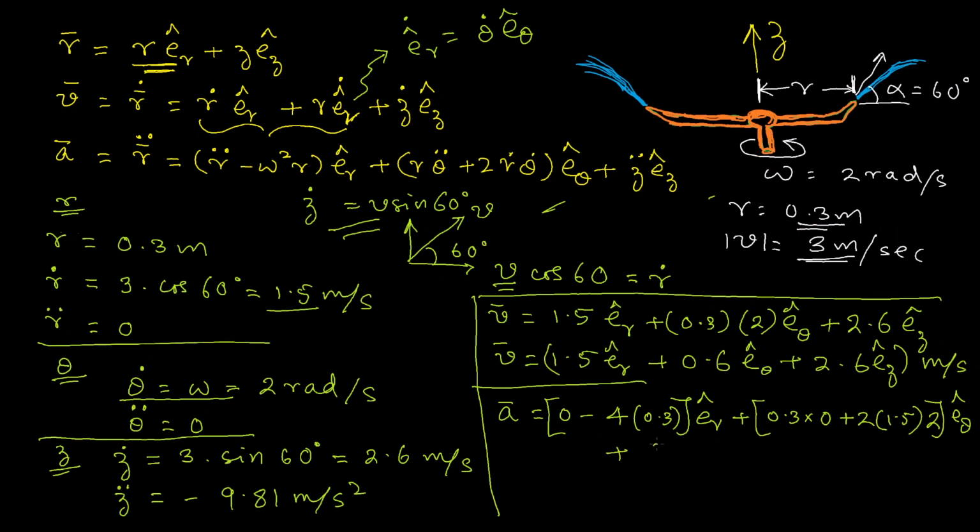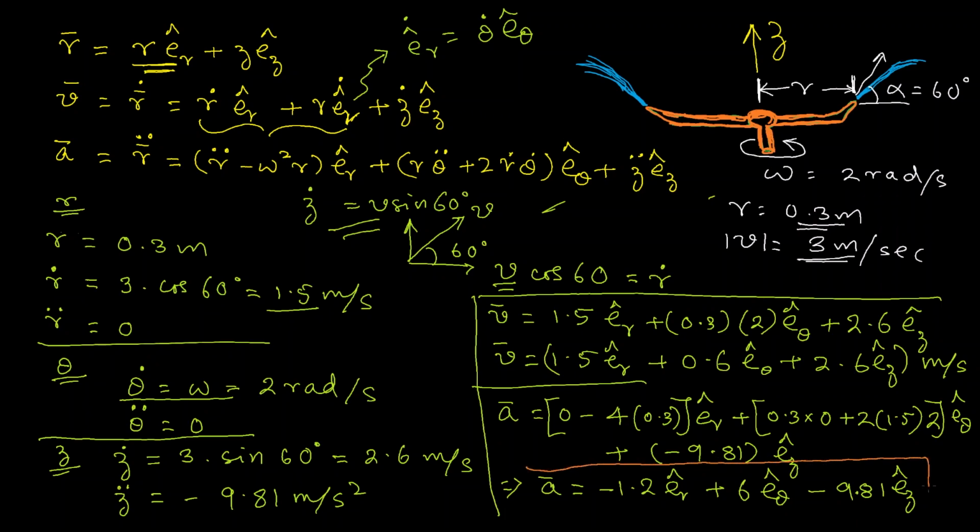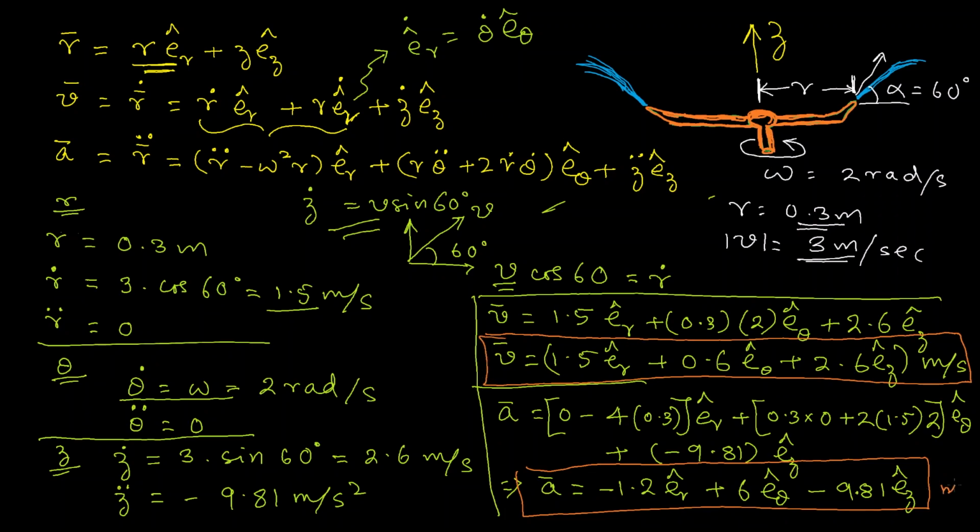Plus minus 9.81 e_z. So I'll just write the final expression as minus 1.2 e_r plus 6 e_theta minus 9.81 e_z. So this is our final expression for the acceleration, and the earlier one is for the velocity, and this is in meters per second squared.